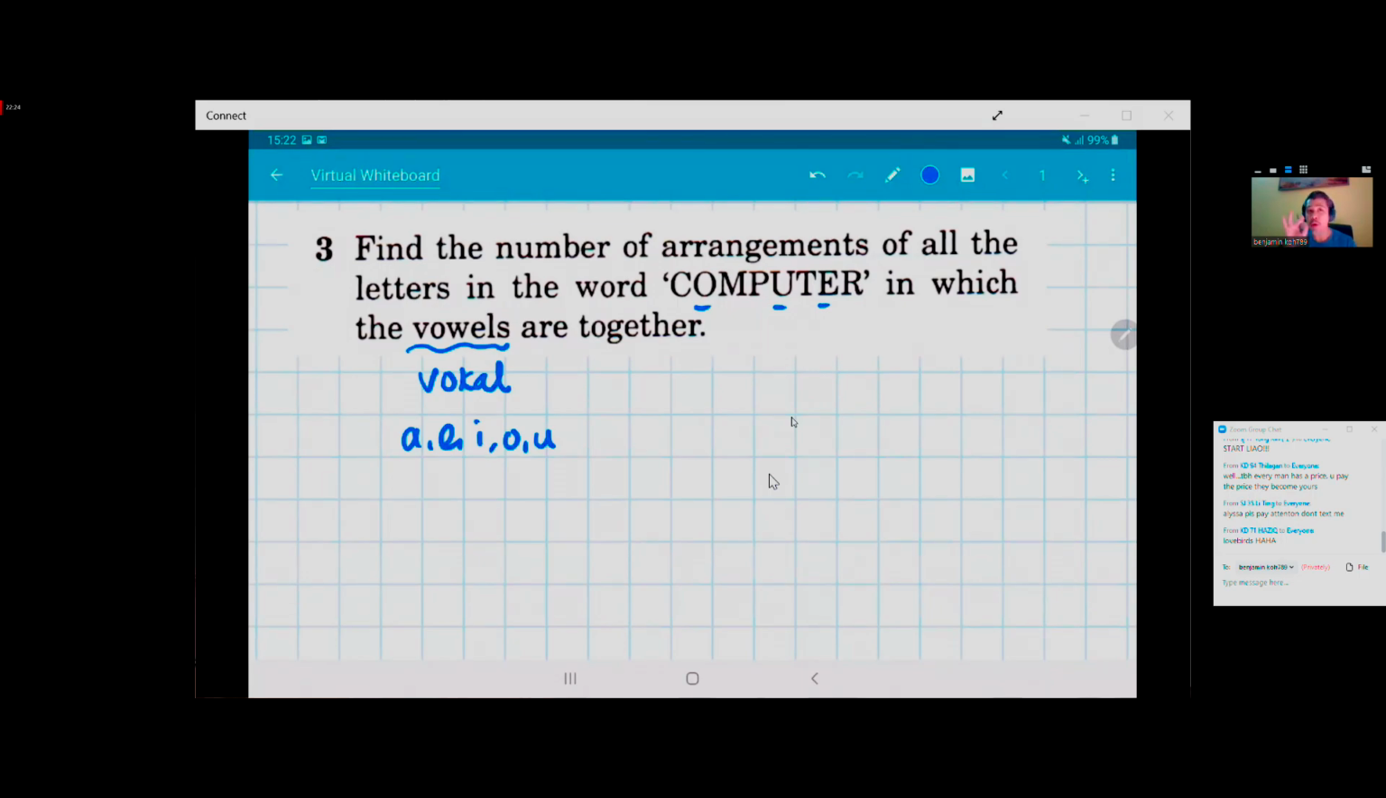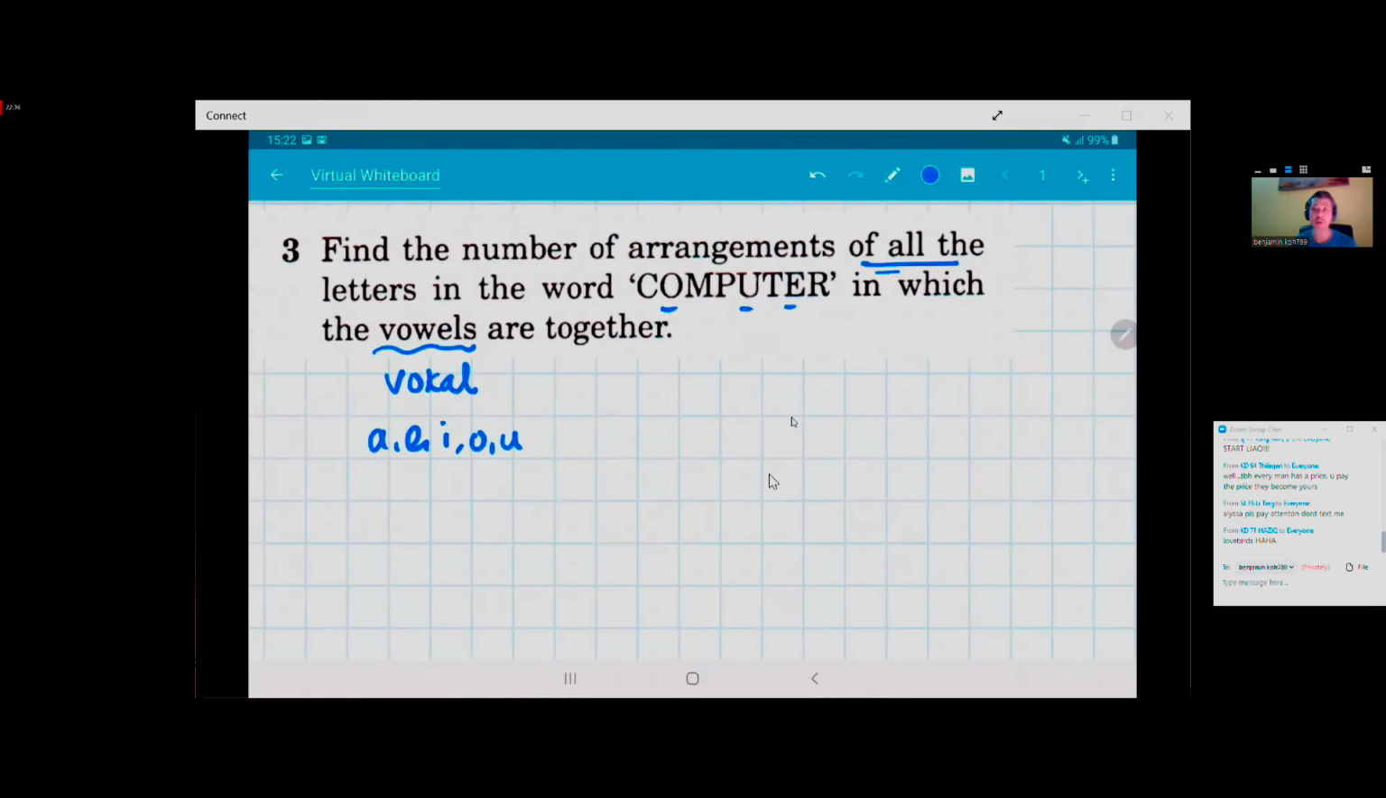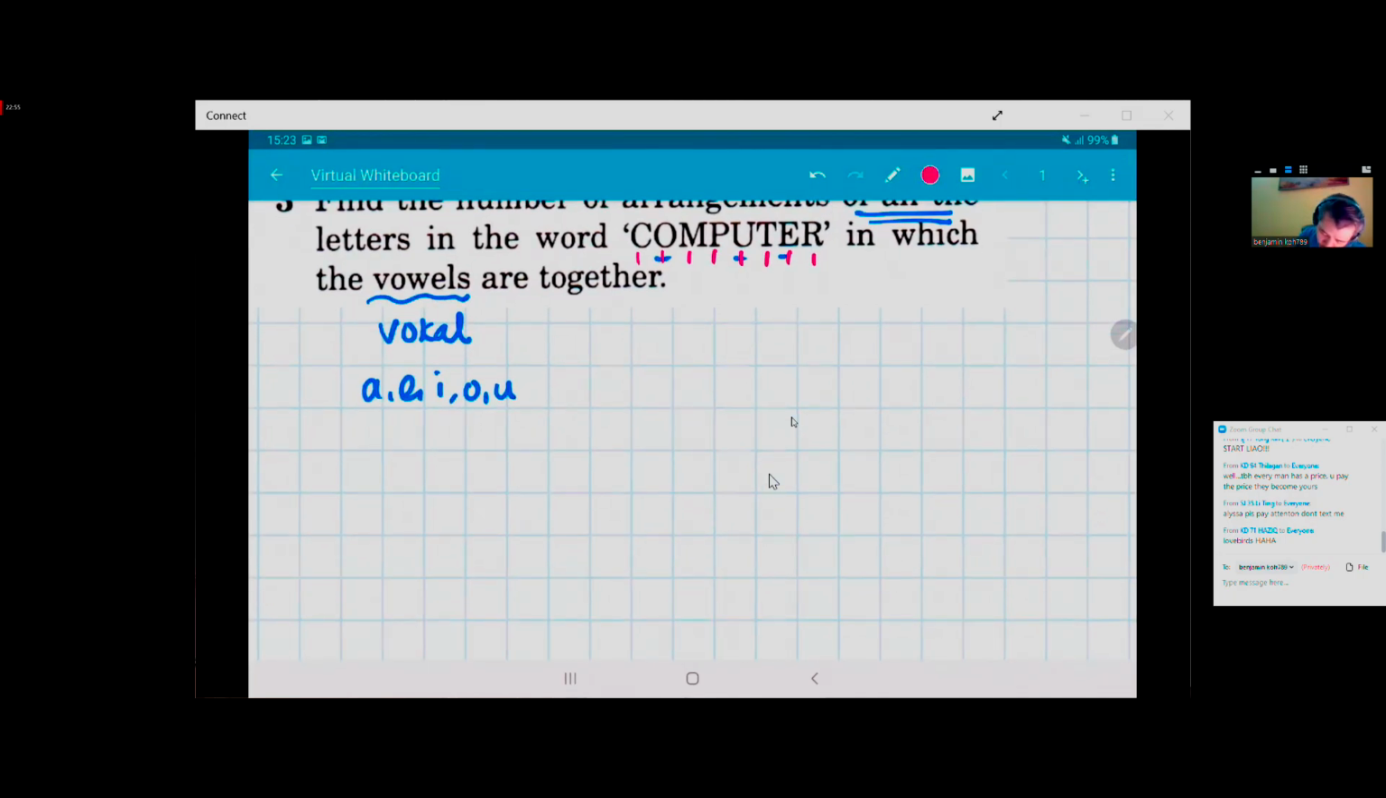Okay. Now, please read the question, because sometimes we arrange some letters, sometimes we arrange all letters. How do I know? It says here, find the number of arrangements of all. Boleh faham? Semua. So kalau semua maksudnya ada berapa huruf? Well, kita kena kira. We got to count. So 1, 2, 3, 4, 5, 6, 7, 8. Ada 8 huruf. Okay. So what I'm going to do now is, because there are 8 letters, we have to arrange all 8. So 1, 2, 3, 4, 5, 6, 7, 8.